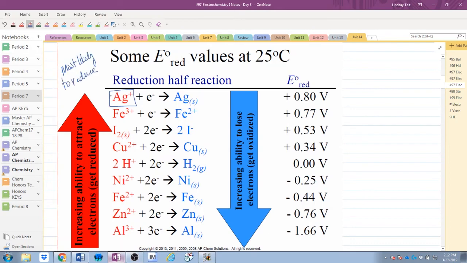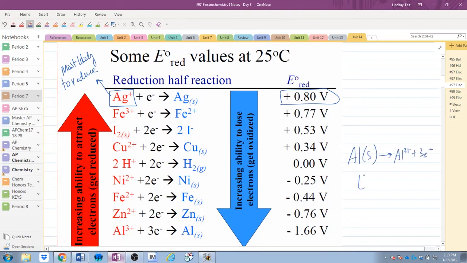It was the most likely to reduce because it had the largest positive reduction potential, right? I could then say that the aluminum 3 plus ion would be the least likely to reduce, right? But let's flip this. If this Al3 plus is the least likely to reduce, that means if I reverse this reaction, and you guys should maybe write this under the slide, I would end up with this oxidation half reaction, and I would end up with this oxidation potential, a positive 1.66 volts. That would make this the most positive oxidation potential in the list.